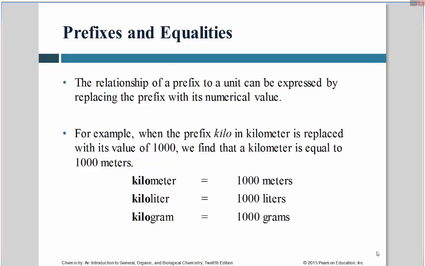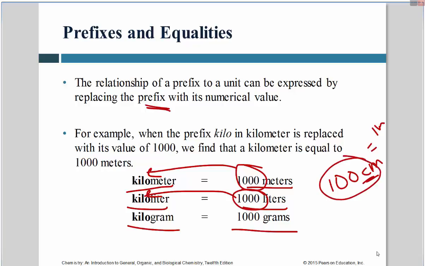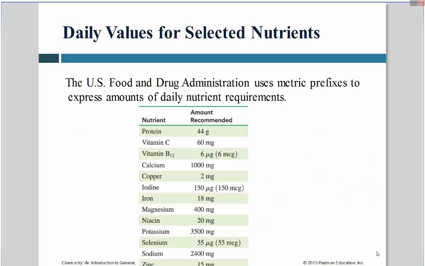Okay, so the relationship of the prefix to a unit can be expressed by replacing the prefix with a numerical value. So kilometer is 1,000 meters. Kiloliter is 1,000 liters. Kilograms is 1,000 grams. That 1,000 always goes with kilo. Just like 100 always goes with centi. So centimeters equal to 1 meter. That 100 will always go with centi. The prefix and the actual numerical value are always paired up 100% of the time.